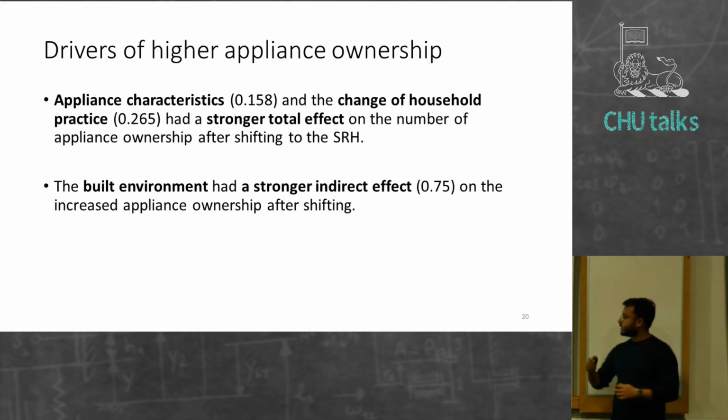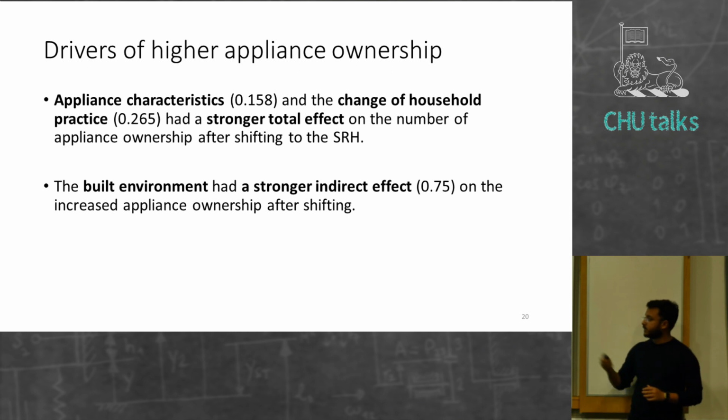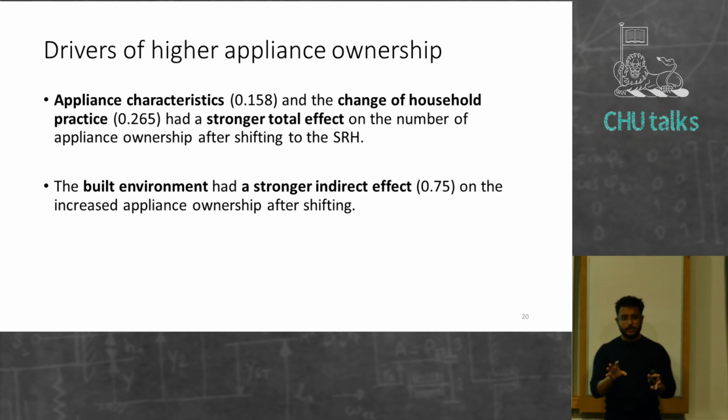Based on this, we now have a very concrete idea of what the drivers of higher appliance ownership can be. Appliance characteristics have a strong effect, and change of household practice also has a strong effect. So these two components are very clear in what causes them to purchase more appliances. On the other hand, the built environment is a very controllable variable, because if developers make their houses in a much better way, you can prevent people from buying more appliances, or maybe make their life easier through a different pathway, because they don't feel overburdened with the quality of their houses in the current place.